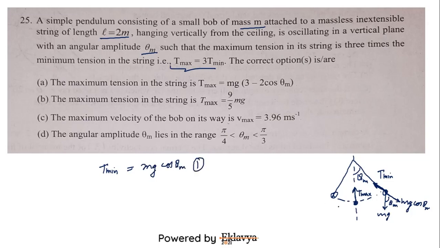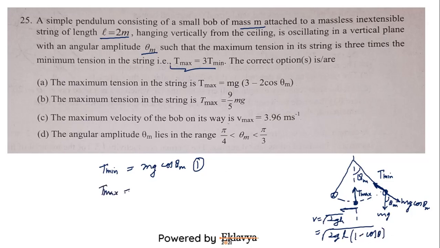Now at the bottommost point, there is some speed, and this speed can be written as root 2gh, where h represents the change in height as the pendulum swings from the extreme position to the mean position, and that will be given by 2gL(1 minus cos theta), like h will be equal to L into (1 minus cos theta).